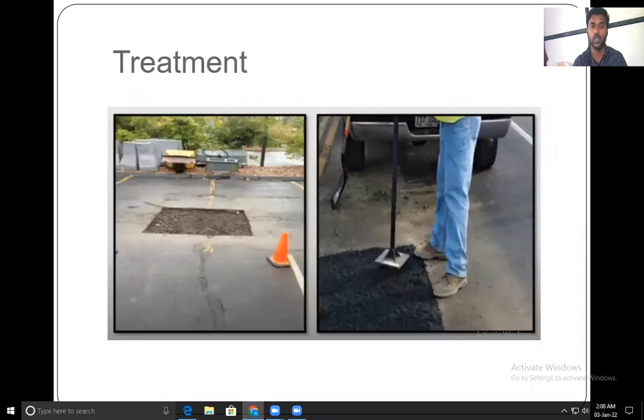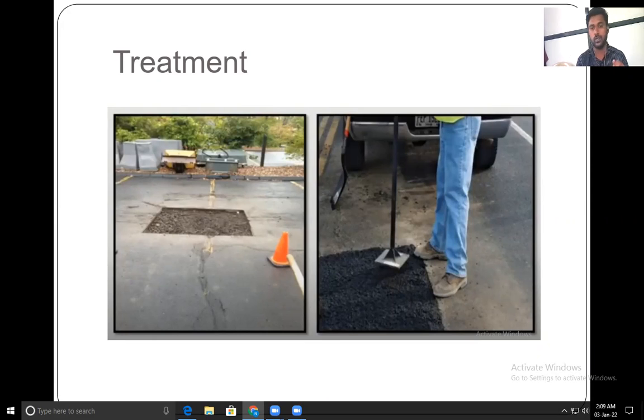So in the treatment we have seen in the video, whatever the pothole is, we need to clear the area around that pothole. It may be circular, it may be rectangular, depending on the shape of the pothole. We have to remove some material around that. Whatever loose material is there, we need to take out, and after that we need to place the bituminous or asphalt material into that.